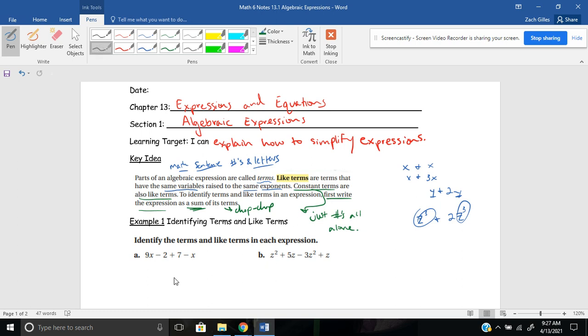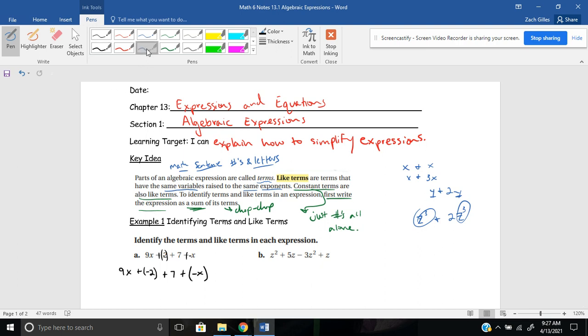So for example here, it wants us to identify the terms and like terms in each expression. First, I'm going to write it as a sum of its terms. So I'm going to rewrite this as 9x, and I'm going to change this to addition, and the next term to its opposite. So the opposite of 2 is negative 2, plus 7, plus negative x. I'm going to do the chop method there.